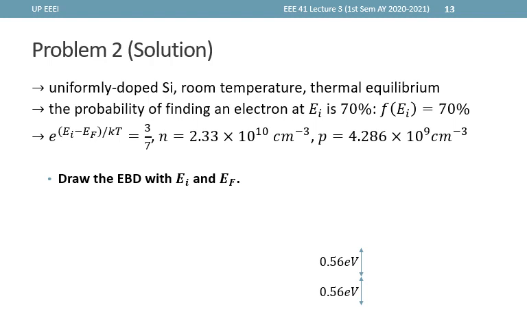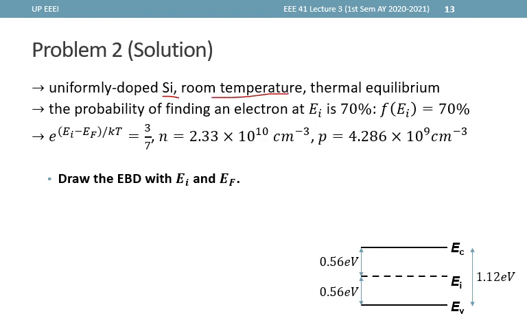So the next task is to draw the EBD with EI and EF. The first thing that we can draw is actually EC, EI, and EV. We know that the material is silicon at room temperature, so EG must be 1.12, EI must be in between, so the difference in energy levels is 1.12 over 2, which is 0.56 between EC and EI, and EI and EV.